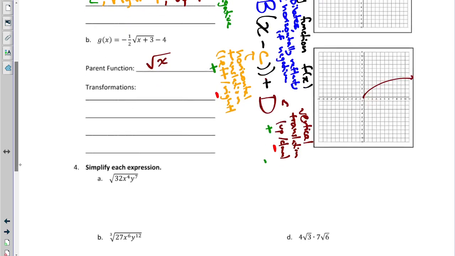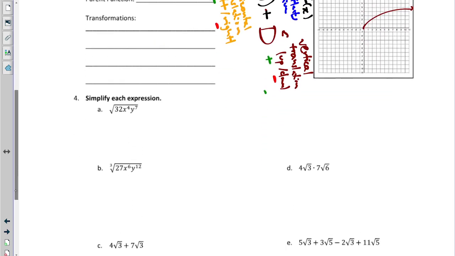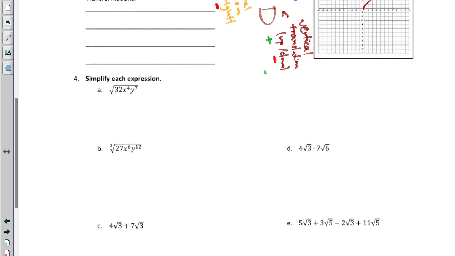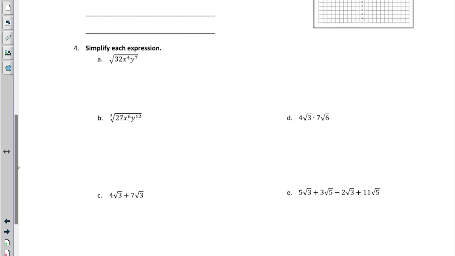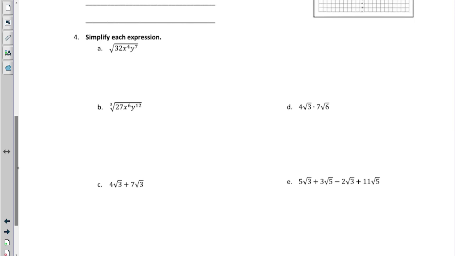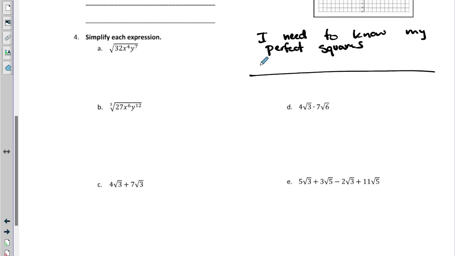All right, cool. Let's get into these ones, simplifying each expression. I'm going to erase my ink again. So just go back in the video if you need it. Simplifying each expression. So first things first, I need to know my perfect squares. I gotta know my perfect squares. And so I might just draw a little table here. Do some perfect squares real quick.